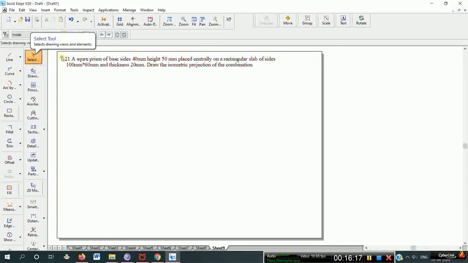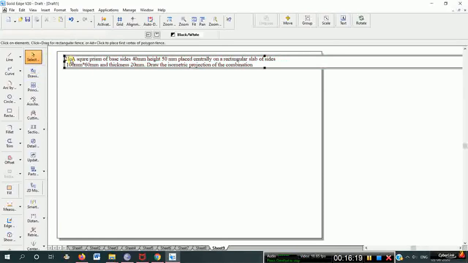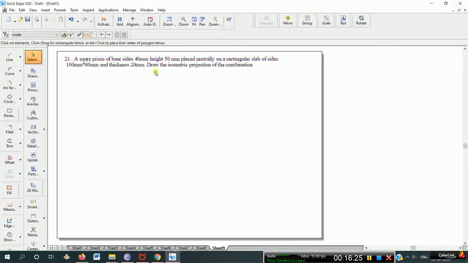Okay. So in this problem there are two solids, a combination of two solids. The two solids are a square prism and a rectangular slab. Which is placed on which? The rectangular slab is at the bottom, and on the rectangular slab a square prism is placed. First we'll construct the bottom portion.